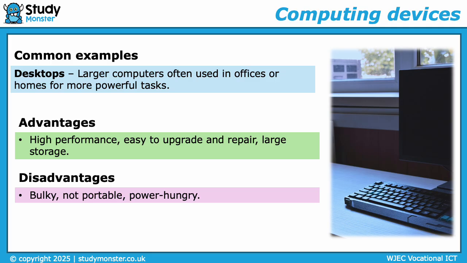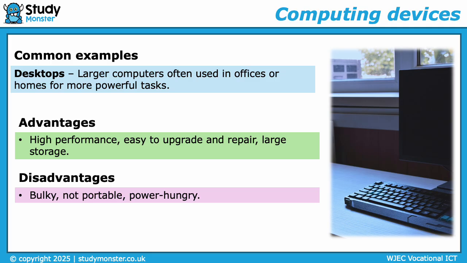Generally, the more powerful, obviously the better quality components, the more they're going to cost. Advantages: high performance, multitasking. You can do all sorts on them, from graphics editing, video editing, animation, office productivity, browsing the internet, checking your emails, gaming, all sorts of different things. Very easy to upgrade and repair. You can get inside them a lot easier than you can a laptop to upgrade them.